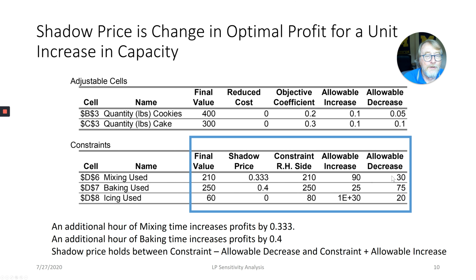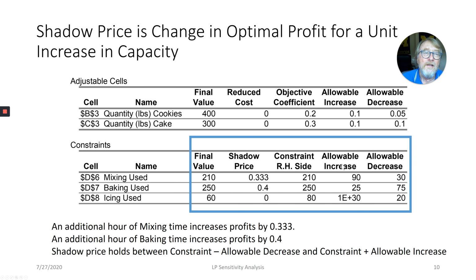But this allowable increase and allowable decrease tells me by how much I could go up in my constraint or down in my constraint and still have this hold. For example, if I add 10 more hours of mixing, that's within my allowable increase of 90 hours. Okay. And so the net benefit would be 10 times 0.333, or move the decimal over, $3.33, right? So 10 hours would be worth $3.33. Okay. What if I added 100 additional hours? I'd say no, don't know, because you're beyond the allowable increase.